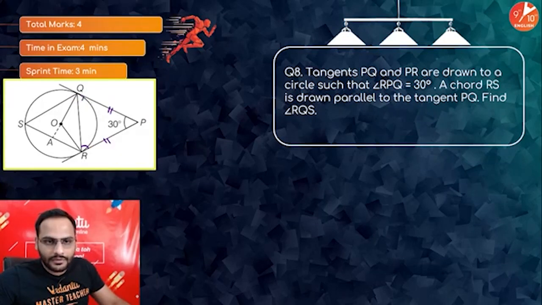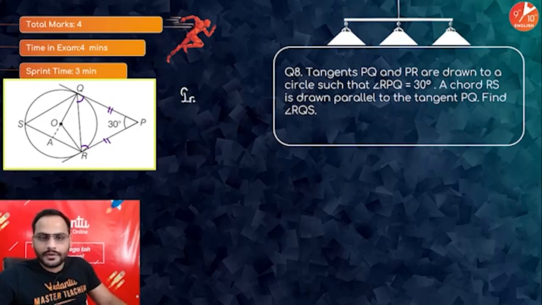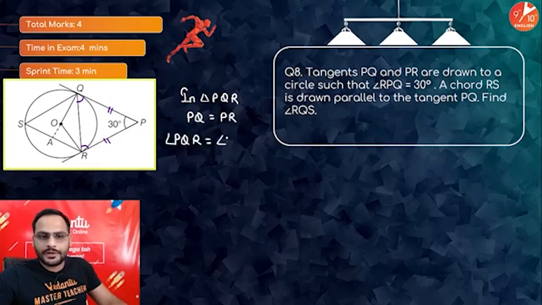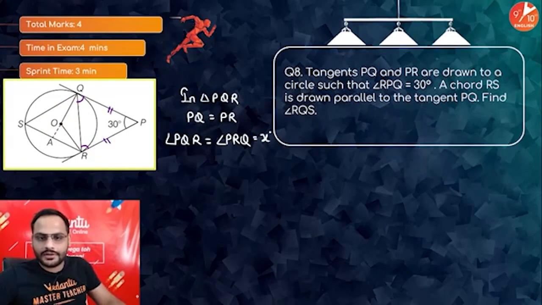Let us find out the value of these two angles. So what will you say? You will say, sir, in triangle PQR, we have PQ is equal to PR. Two sides are equal. Then angle PQR will be equal to angle PRQ. Have I used X anywhere? No, not yet. So let's say both are equal to X degrees each.